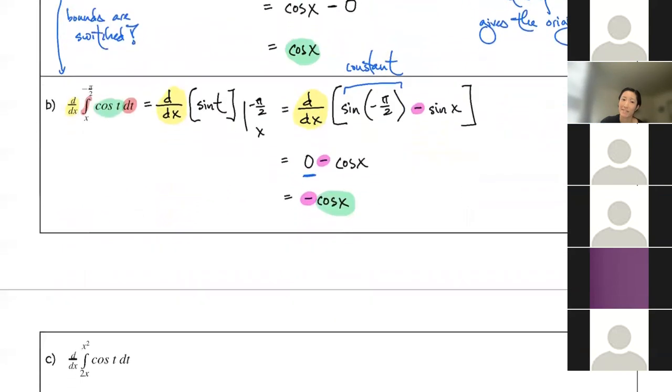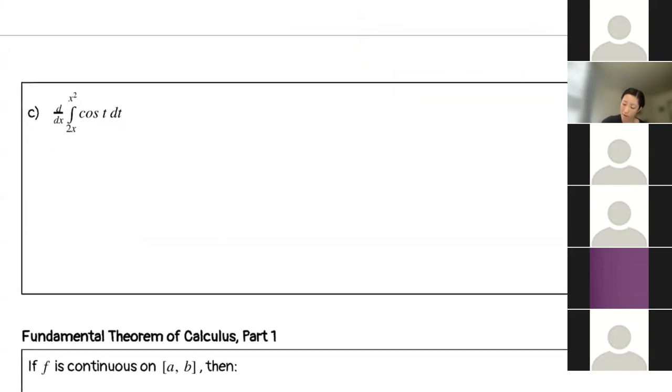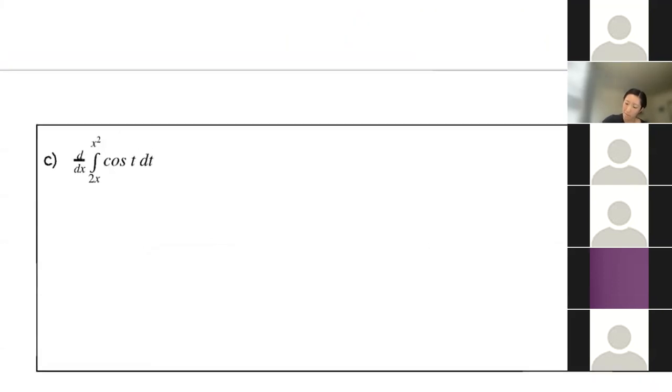All right, let's do this last one right here, and then we'll go on break. This one is the one that Ethan had pointed out earlier: what happens if we have two bounds that are both variables? So now we have an x squared and we have a 2x. Neither of them are constants.